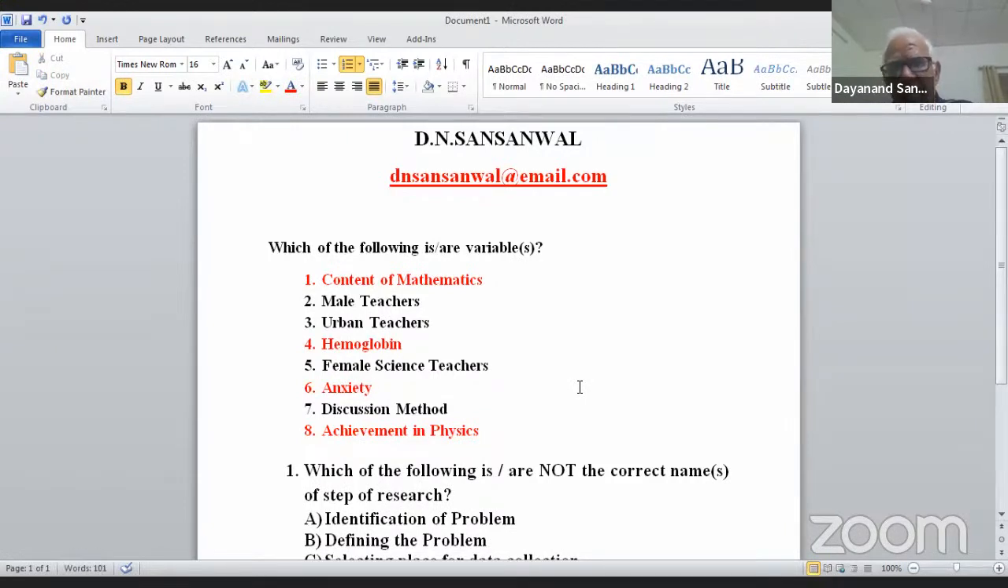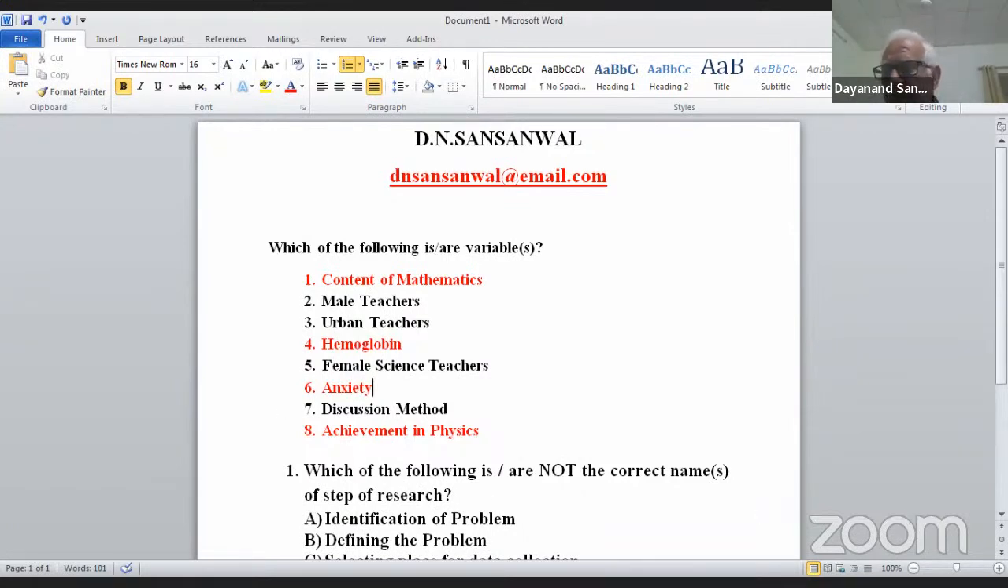And no one has given the correct answer. So you can understand that you do not know what a variable is. And in research, you cannot proceed without understanding variables.